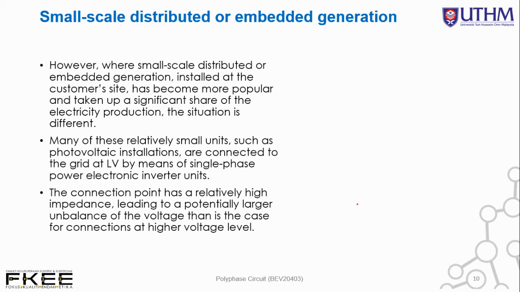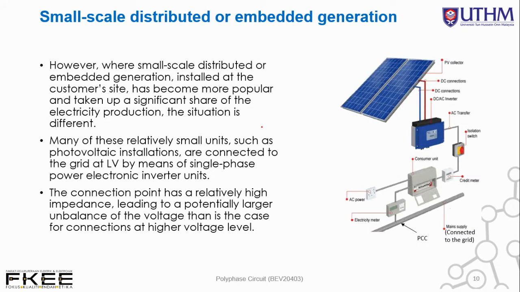So what about the small scale distributed or embedded generation? However, we can see nowadays where small scale distributed or embedded generation is installed at the customer side. This is a good example. We have the PV collector, the photovoltaic collector, in order to harvest the sun rays or the sunlight and convert it into a certain level of energy. Installed at customer sites, it has become more popular and taken up a significant share of the electricity production.